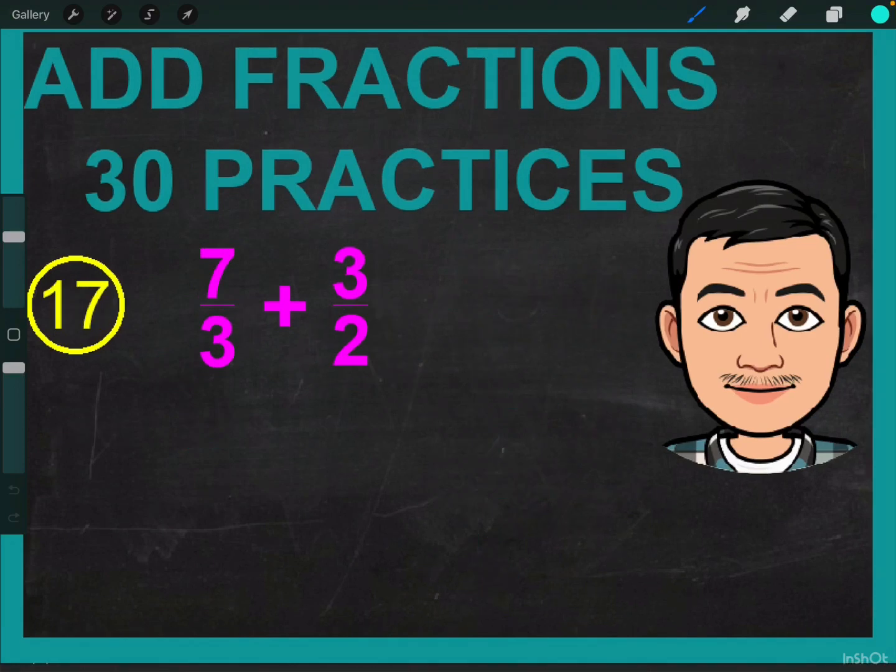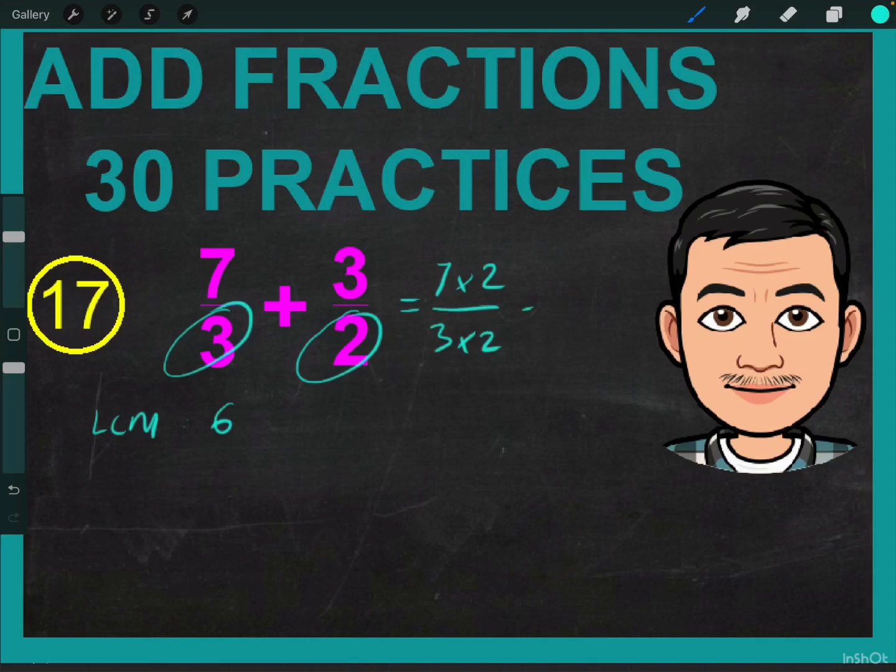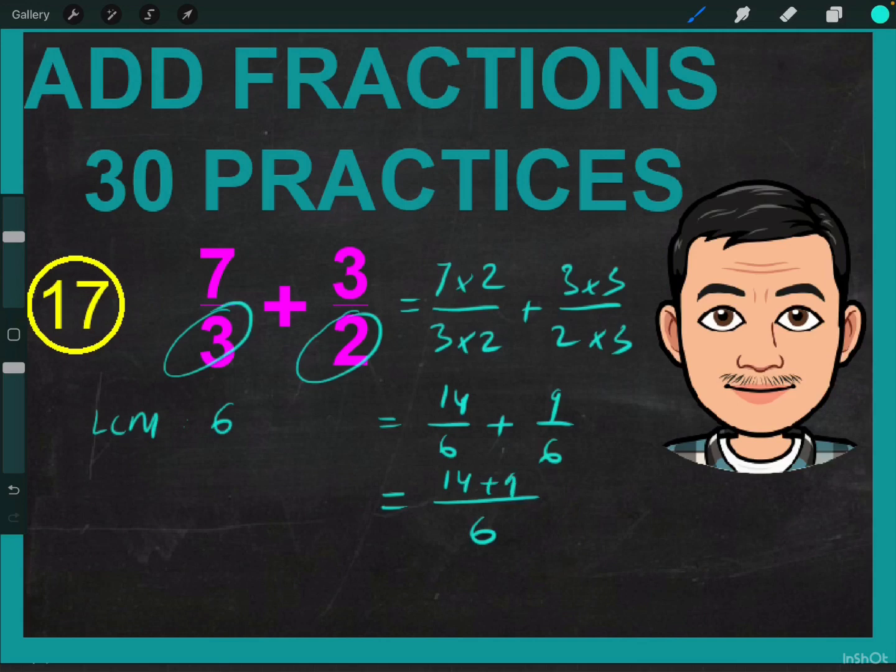Practice 17. We have two fractions with two different denominators, 3 and 2. The LCM of 3 and 2 is 6. So we will convert the first fraction, 7 times 2 over 3 times 2. And the second fraction is 3 times 3 over 2 times 3. So we will have 14 over 6, add 9 over 6. So with 6 on the bottom, we have 14 add 9, and the answer is 23 over 6.